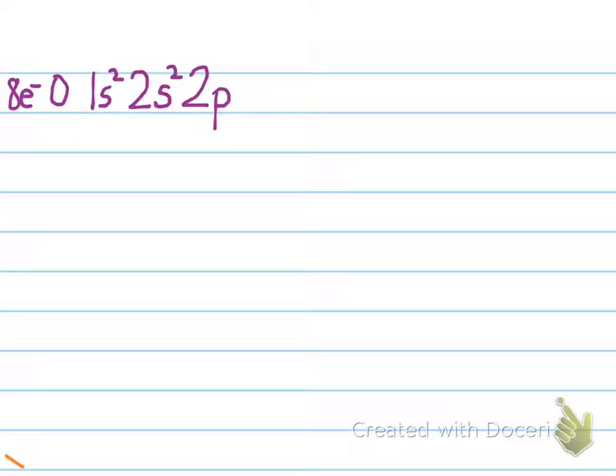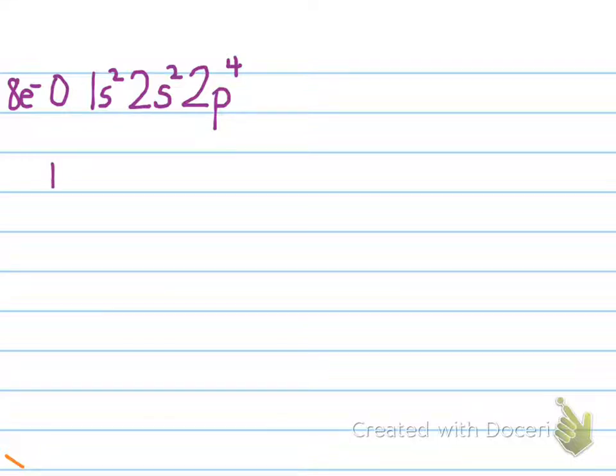Remember, my 2p can hold 6 electrons total because there are 3 2p's. So I'm at 2, 4. So I need 6, I'm at 4, I need 4 more, so this is going to be 2p4. So there's my electron configuration for oxygen.